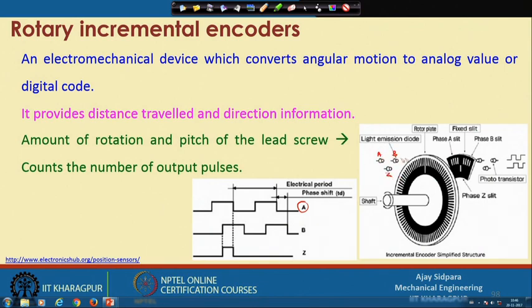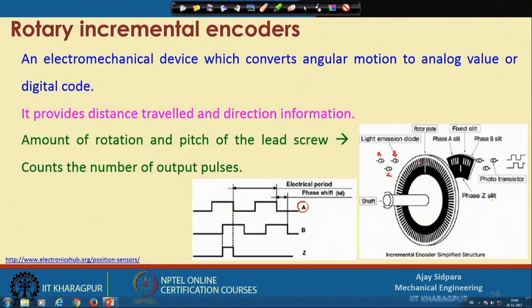So, this is A. When it is passing through, you will get one signal of A. So, this one particular pulse belongs to the one time the light is passing through and your phototransistor is getting a signal out of it, correct. And in a similar way you are getting a B. So, this is the B signal and this is called the Z signal. So, what is this Z signal?